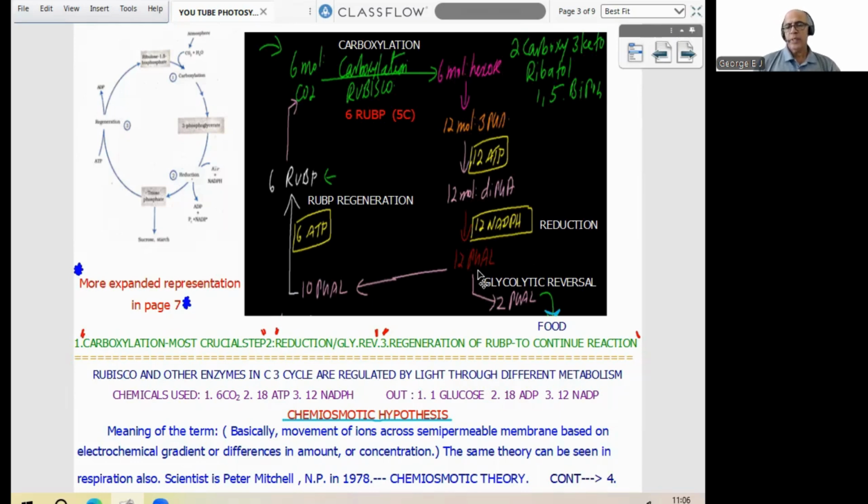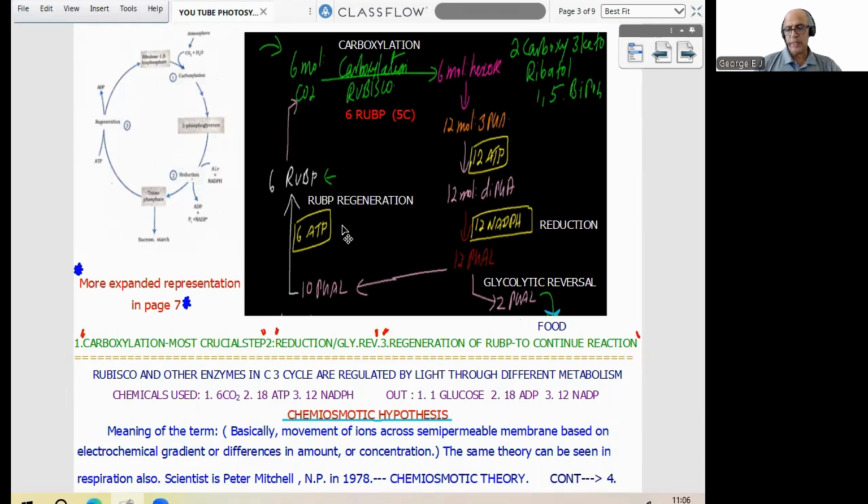12 PGAL will be cleaving into 10 PGAL and 2 PGAL. That is why, after reduction, it is otherwise called glycolytic reversal. That is formation of food or sugar. What is the fate of these 10 PGAL? 10 PGAL will be going back to produce RuBP. 6 molecules of RuBP will be produced.